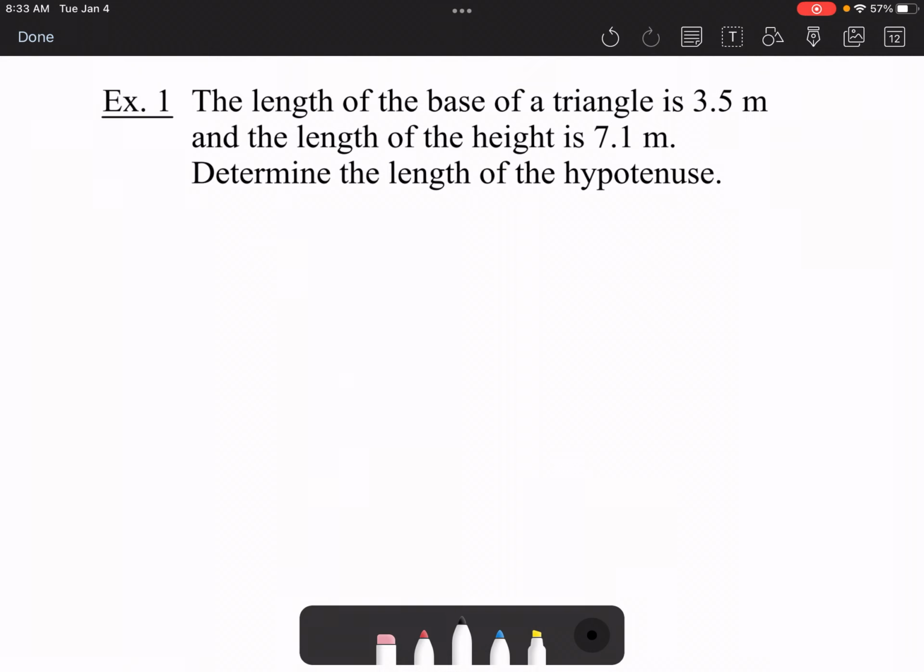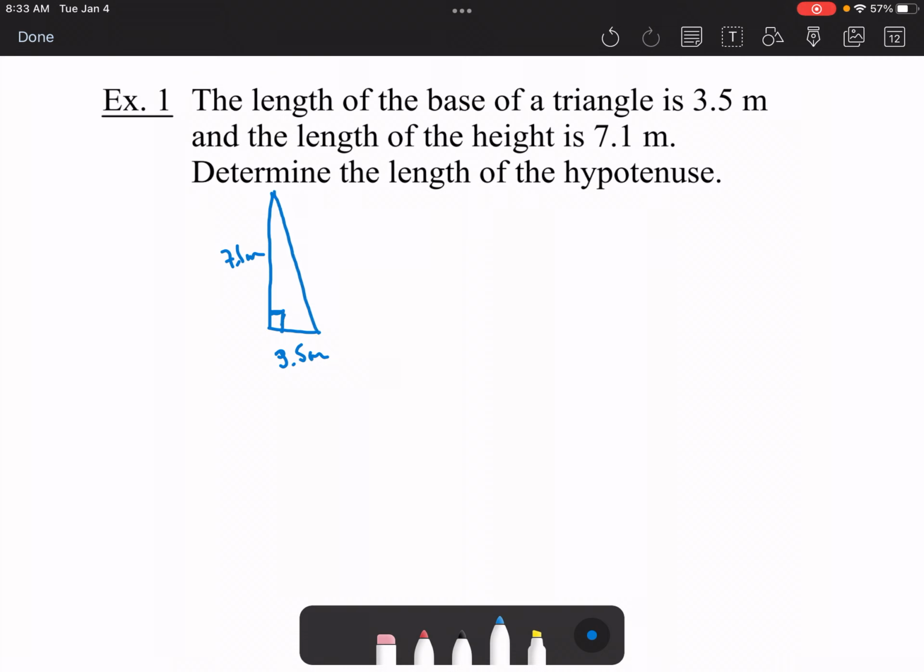So the length of the base of a triangle is 3.5 meters. I'm going to draw this. Let's say this is 3.5 meters. The length of the height is 7.1 meters. Determine the length of the hypotenuse. And again, this relationship only works for right angled triangles. So it's about calculating the hypotenuse. Here we're looking for this longest edge, which I'm going to call c.